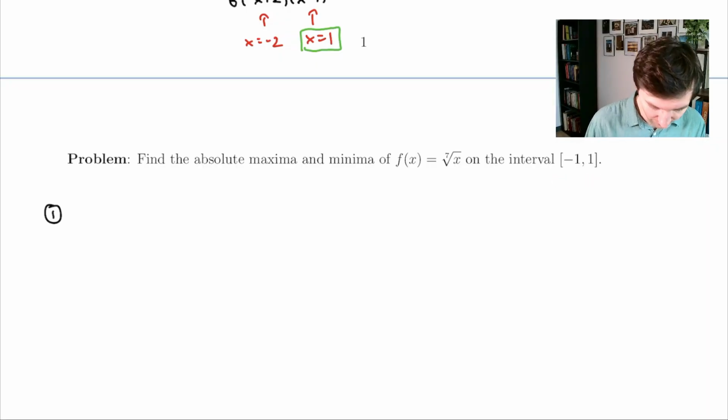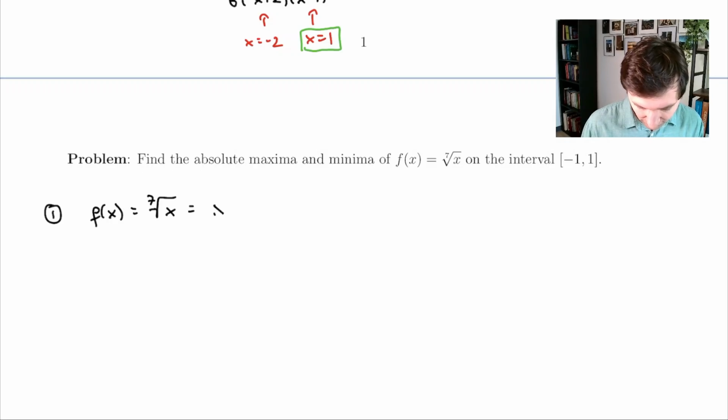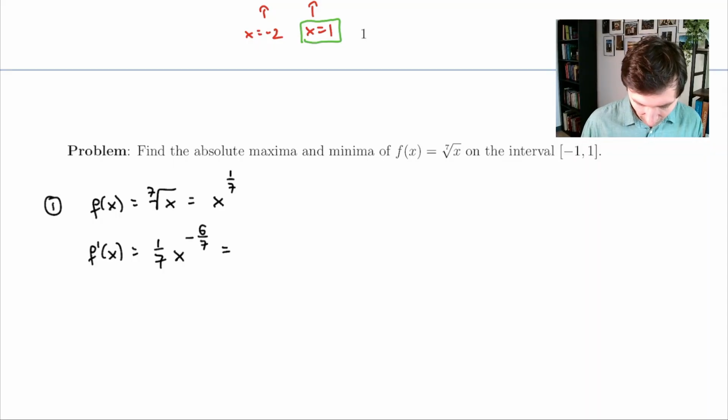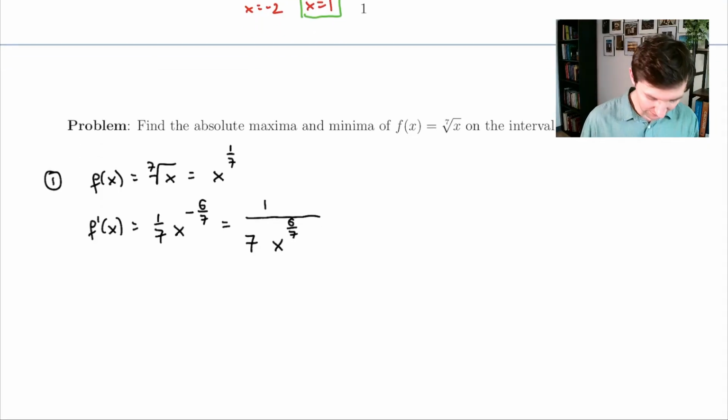To find critical numbers, I take the derivative. First, let me rewrite the function so that it's easier for me to take the derivative. The 7th root of x can be rewritten as x to the power 1 over 7. This means that I can use the power rule to take the derivative, and I get 1/7 x to the power negative 6 over 7. I can rewrite this even more, and I can write it as 1 over 7 times x to the power 6 divided by 7.